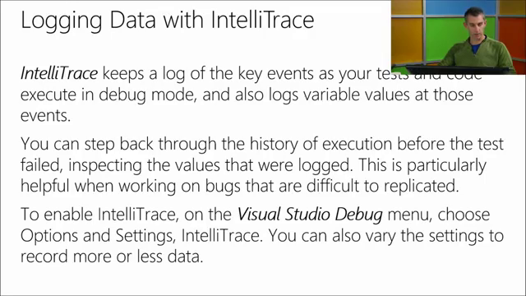Let's talk about IntelliTrace. IntelliTrace keeps a log of the events as your test executes. It does it in debug mode, and it logs the variables and the values in the events. So you can hand this .itrace file to the development team. You can attach it right to your bug, and they're going to know exactly how to reproduce this issue. It's your irrefutable evidence that there's a bug.